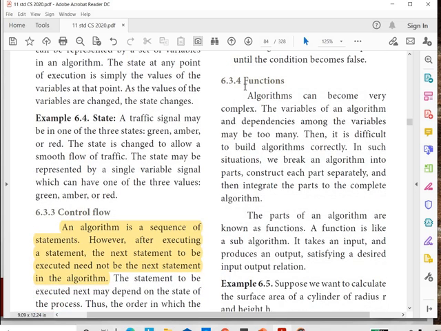Then functions. Algorithms can become very complex. That means if the process is very big, then the process is split into modules or segments. Then each segment is said to be a function. The part of an algorithm is known as a function. An algorithm is also a set of instructions. A function is also a set of instructions, but the algorithm is split into some segments. So each segment can be called a function. A function is like a sub-algorithm. It takes an input and produces an output, satisfying a desired input-output relationship.